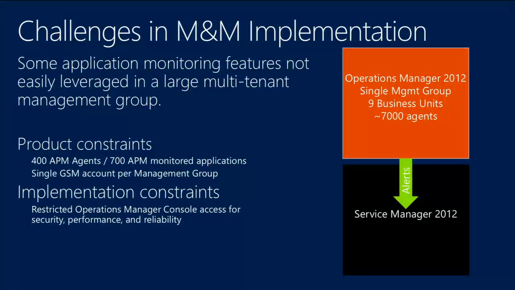Additionally, some of the product constraints really forced us to rethink how we were implementing this. Like I mentioned, there are 400 APM agents that can be active in a single management group. That really wasn't going to scale across 7,000 agents. Next, GSM, you can only associate one GSM account per management group. So that was another challenge that we had to work through.